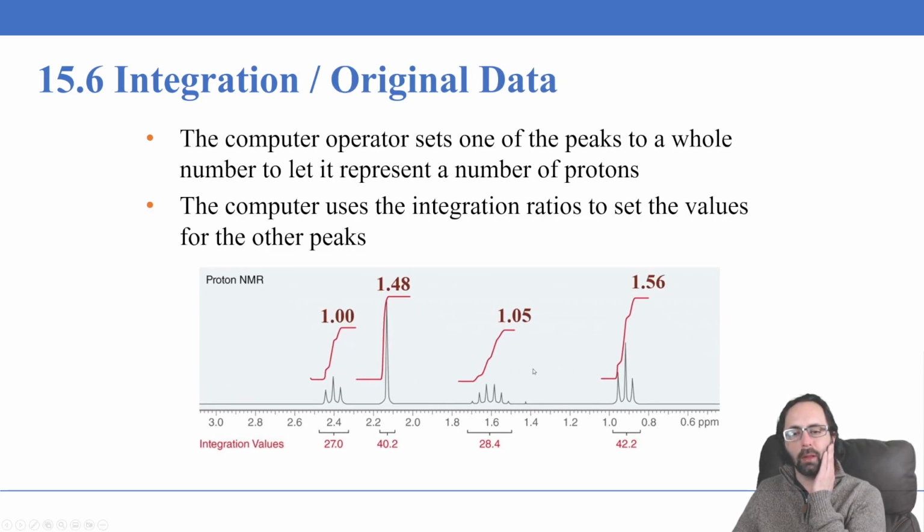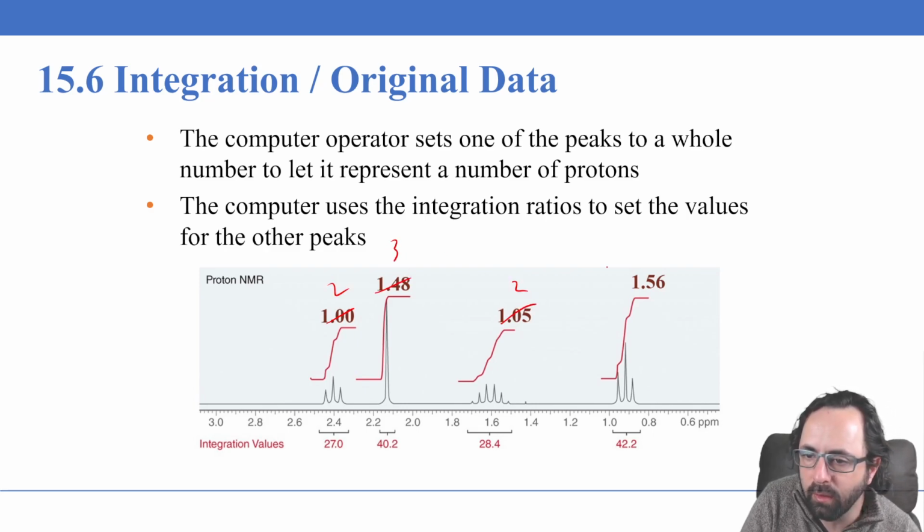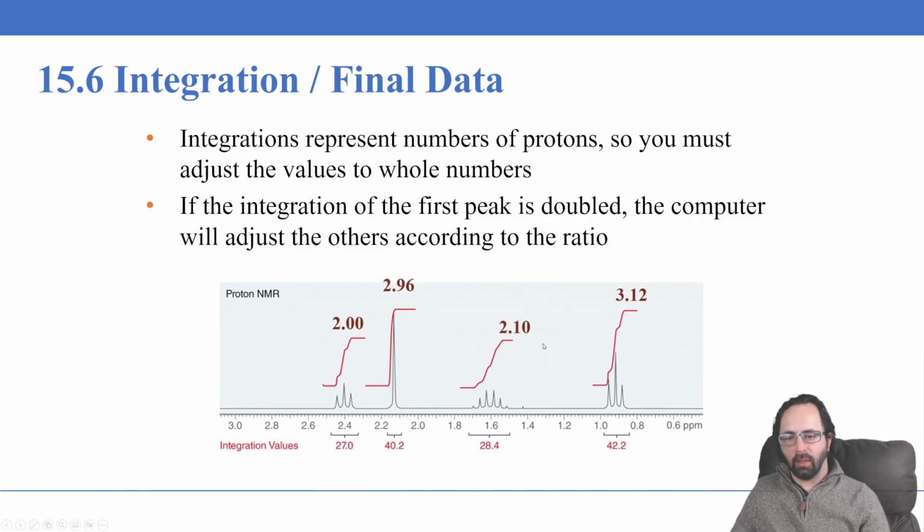And so ultimately, like I said, we can't have half a proton. So we're going to double each of these. So we'll call this 2, essentially. We'll double 1.5, call it 3. We'll call this 2 times 1, we'll call this 2 times 1.5, which is 3. And so ultimately, that will get us our whole number ratios of protons, 2, 3, 2, 3.